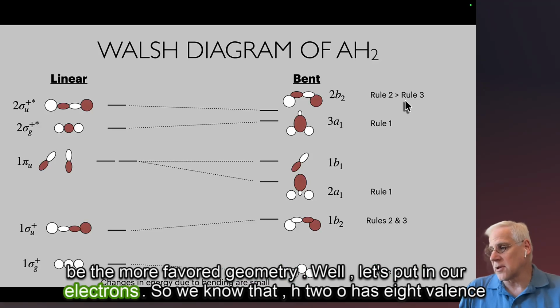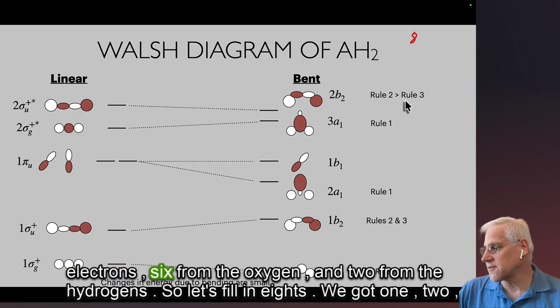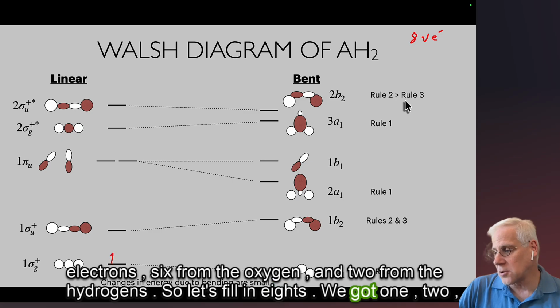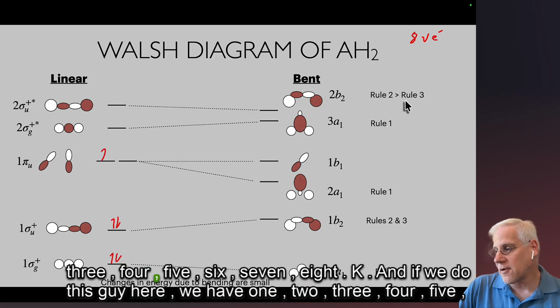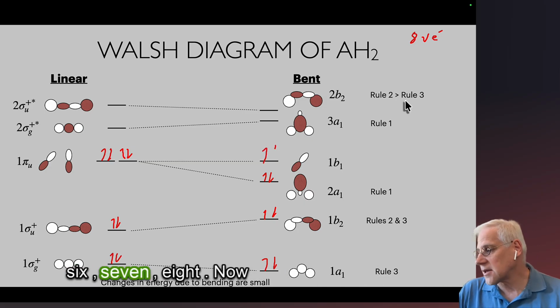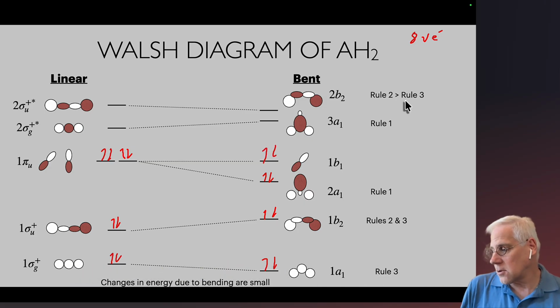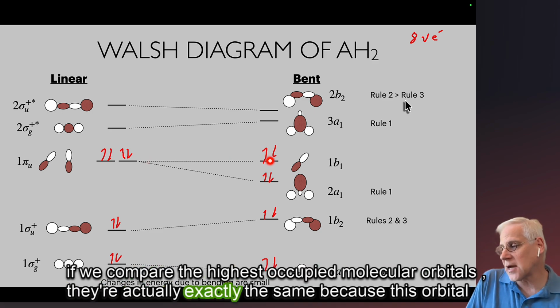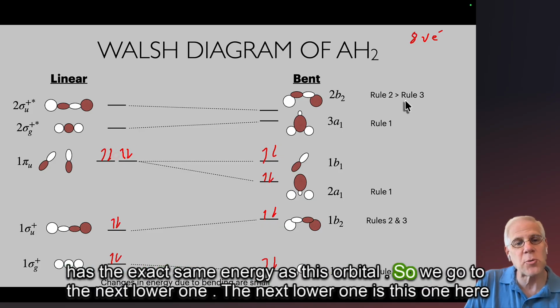Well, let's put in our electrons. So we know that H2O has 8 valence electrons, 6 from the oxygen and 2 from the hydrogens. So let's fill in 8. So we got 1, 2, 3, 4, 5, 6, 7, 8. Okay, and if we do this guy here, we have 1, 2, 3, 4, 5, 6, 7, 8. Now, if we compare the highest occupied molecular orbitals, they're actually exactly the same, because this orbital has the exact same energy as this orbital. So we go to the next lower one.